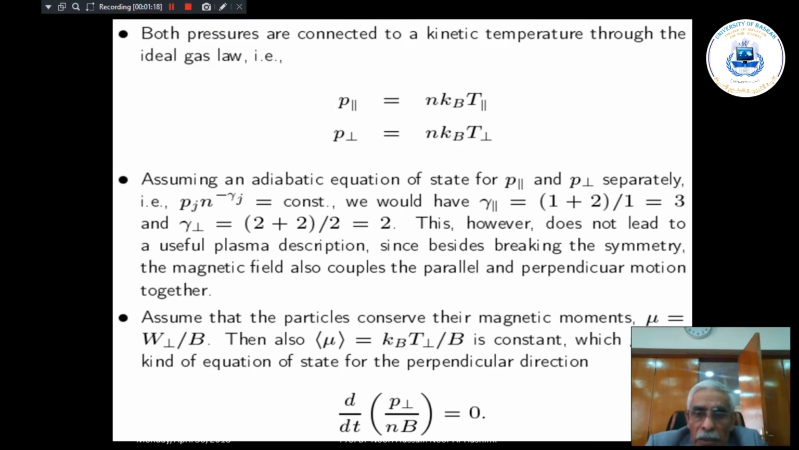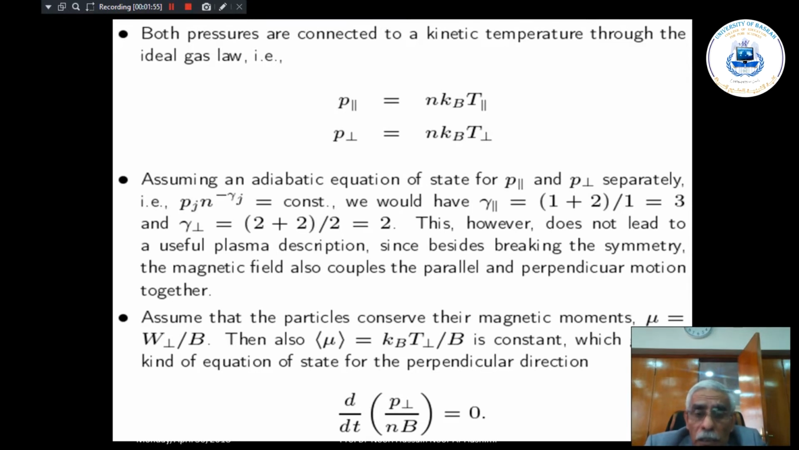This, however, does not lead to a useful plasma description, since besides breaking the symmetry, the magnetic field also couples the parallel and perpendicular motion together. It tells me the effect of the magnetic field in the plasma: the magnetic field also couples the parallel and perpendicular motion together.